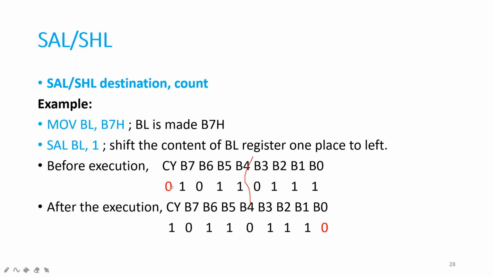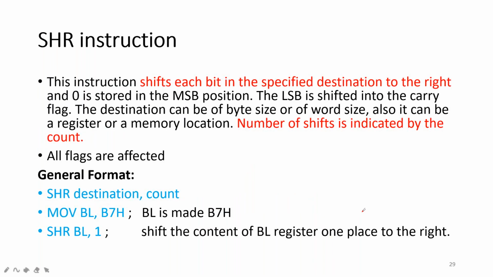After shifting 1 bit left, what happens? This 1 comes to carry. This 0 comes to B7. This 1 comes to B6, this 1 comes to B5, this 0 comes to B4, this 1 to B3, and this 1 to B2, and this 1 to B1. What happened to the B0 value? There is no value, so I obviously make it 0. Is this clear? This is how you are going to shift your data. Shift by left or shift by right. This is SHR, the shifting instruction for the right side.